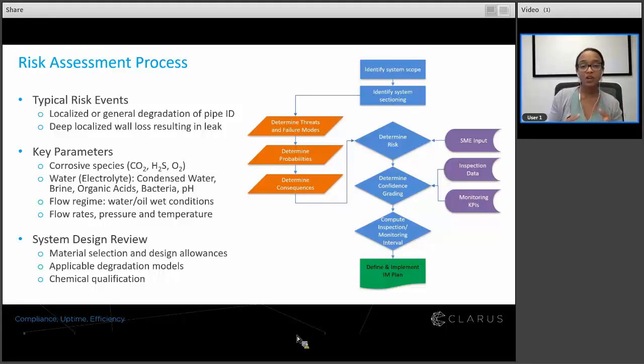But if there are too many data gaps, and we do not have a good understanding of the degradation mechanism or the parameters that are key, as we mentioned, that might lead to a lower confidence level and a more conservative risk assessment, which will warrant more frequent monitoring and more frequent inspections.